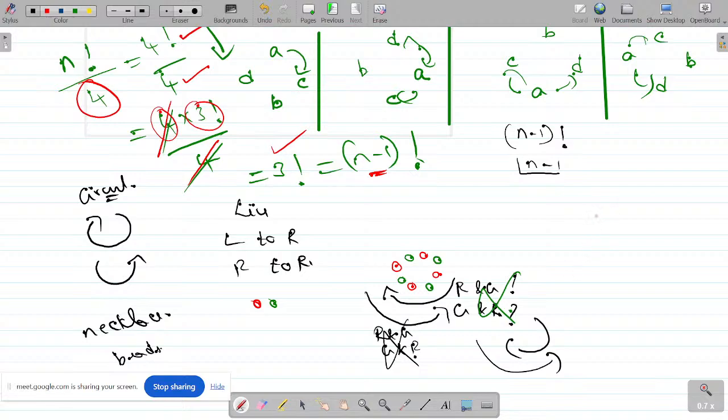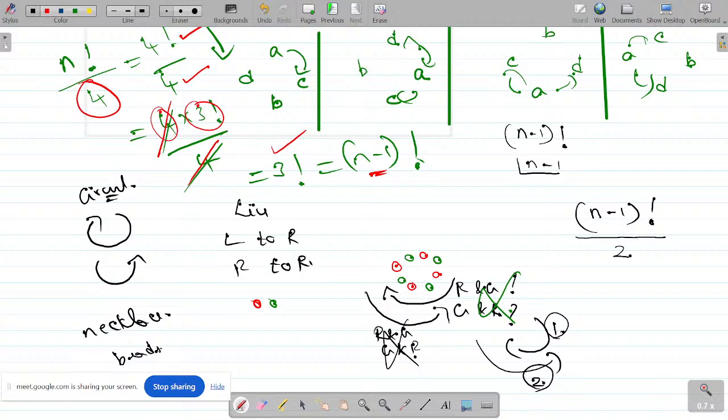When we talk about circular permutation, the formula is now not n factorial, but n minus 1 factorial, right? But because we don't have two arrangements, we have to divide this by 2. Clockwise is one way of arranging, anti-clockwise is another way of arranging. So I have to remove the repeated arrangement, so I divide by 2. So what's the formula? N minus 1 factorial divided by 2.